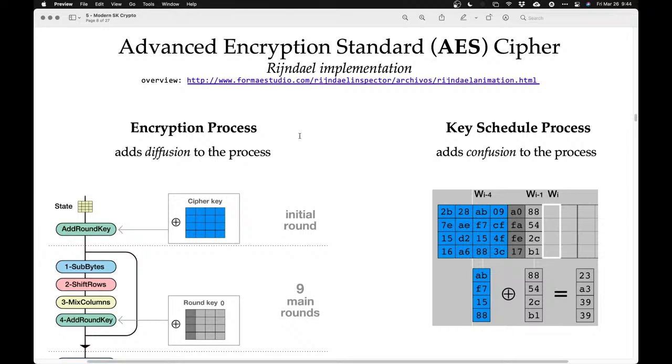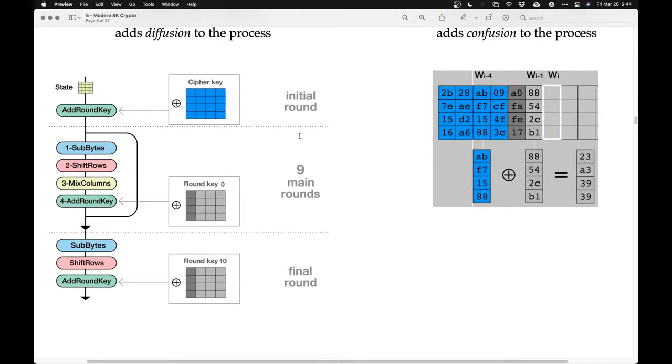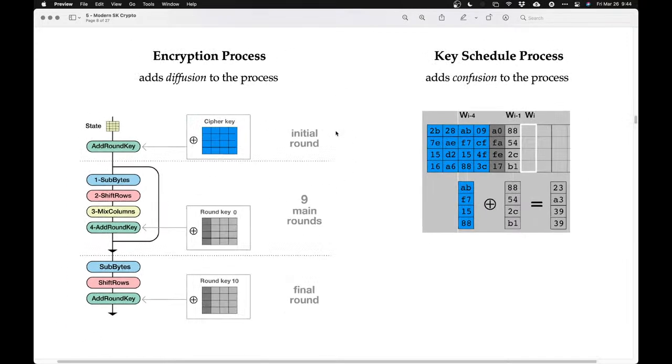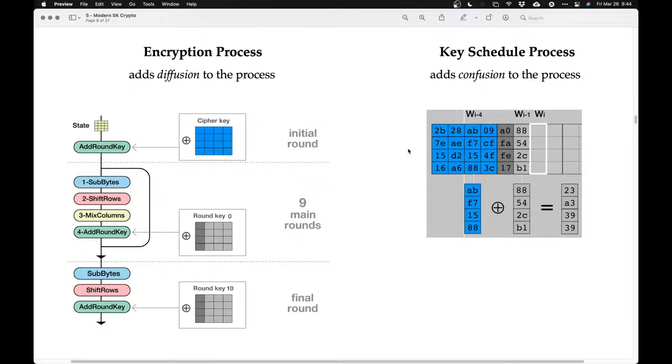But you saw a kind of block cipher as well. You saw an encryption process and a key schedule process in your animation for the AES cipher, right? The encryption process is encrypting the information. The key schedule process is generating block by block new key blocks. So that's what you saw as your homework.